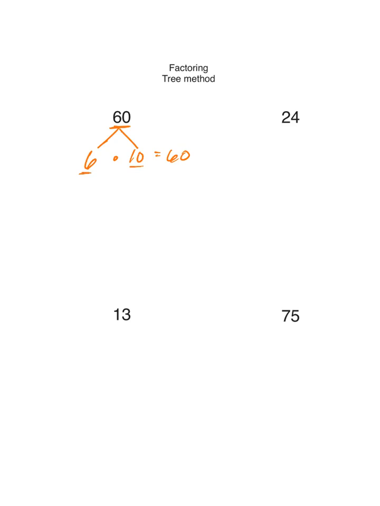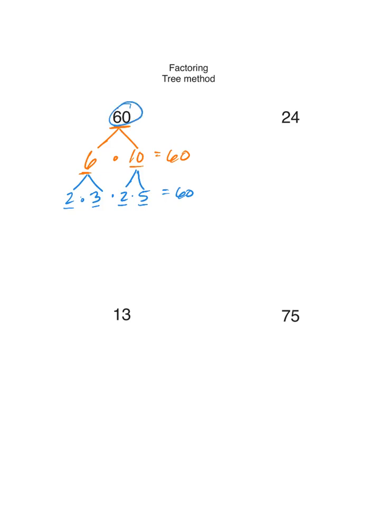Well, 6 is not prime, so I'm going to break 6 down to be 2 times 3. And 10 is not prime, so I break 10 down to be 2 times 5. Now 2 is prime because the only factors for it are 1 and 2. 3 is prime, only factors 1 and 3. And 5 is prime, the only factors are 1 and 5. Now if I look, 2 times 3 is 6, times 2 is 12, times 5 is 60. So not only have I broken it down, but when I multiply across, it equals my original number.